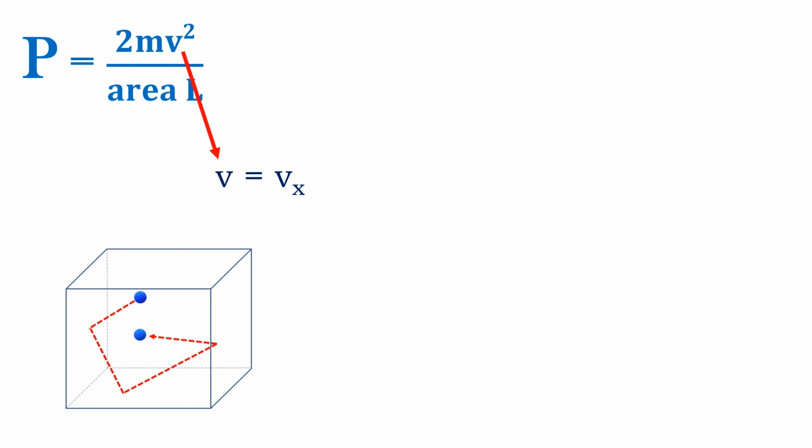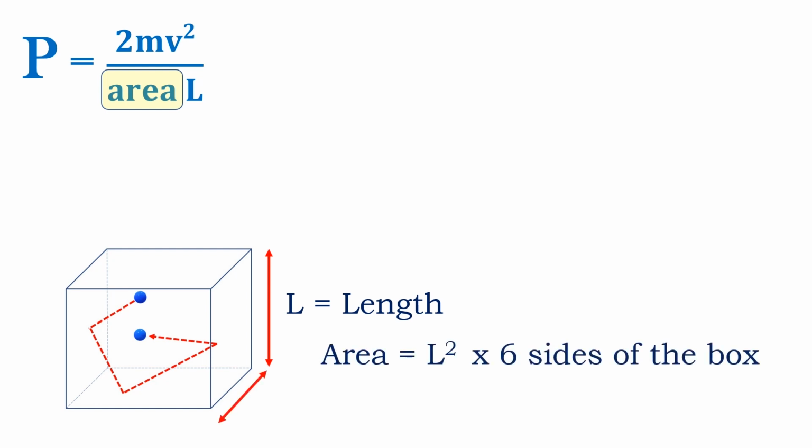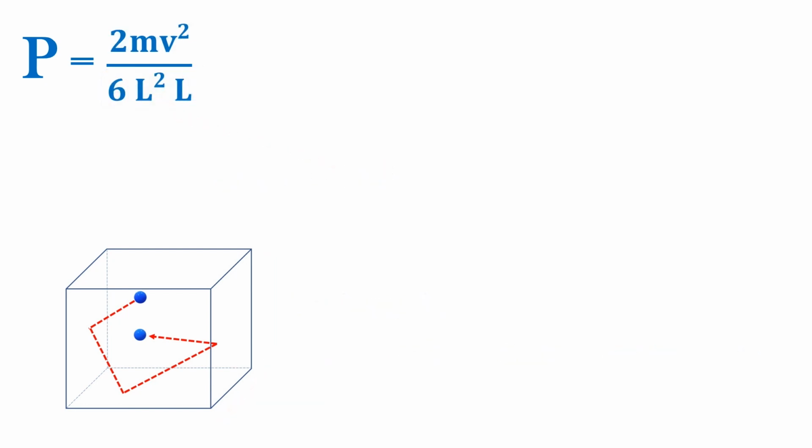So far, we've considered one particle moving in one direction. But of course, it moves in three directions. So we'll assume the velocity term in the equation reflects all three directions. Now, we can look at the area term. This is relatively simple. The area would be one side of the box of length L squared. And of course, there are 6 sides of the box, so the area is equal to 6L squared. Let's insert this into the equation for area. 2 over 6 is 1/3, and the length terms multiply in the denominator to give length cubed.